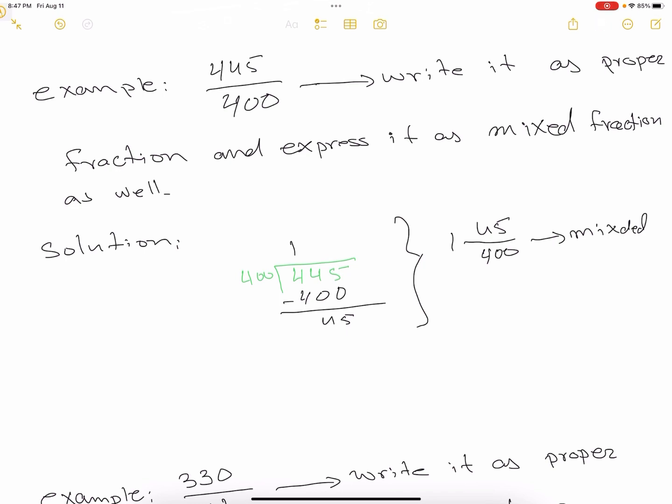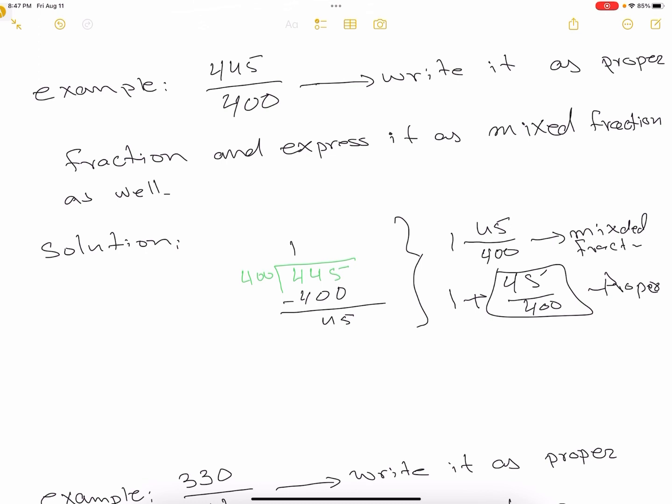And it's been asked to write it as a proper fraction too. We have a proper fraction here, but it's not a whole because we have a mixed number here. But we can do it this way. Whatever is there, we can do 1 plus 45 over 400. Now this is a proper fraction here, plus 1. If you add this, it should still give you the same exact value. So this is a proper fraction, and this is a mixed fraction.